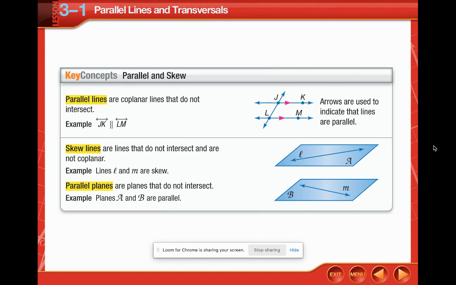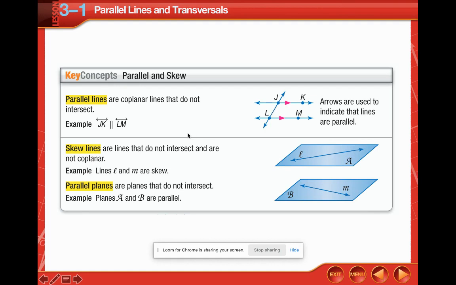All right, parallel lines are coplanar lines that do not intersect. When you have parallel lines, they'll have a double arrow here. See how there's arrows on each side, these blue arrows on each side of the lines? When you see an extra arrow, that means that those two lines are parallel. So JK and LM are parallel, as you can see here. Actually, this line cutting through right here is a transversal. We'll get through that in a little bit.